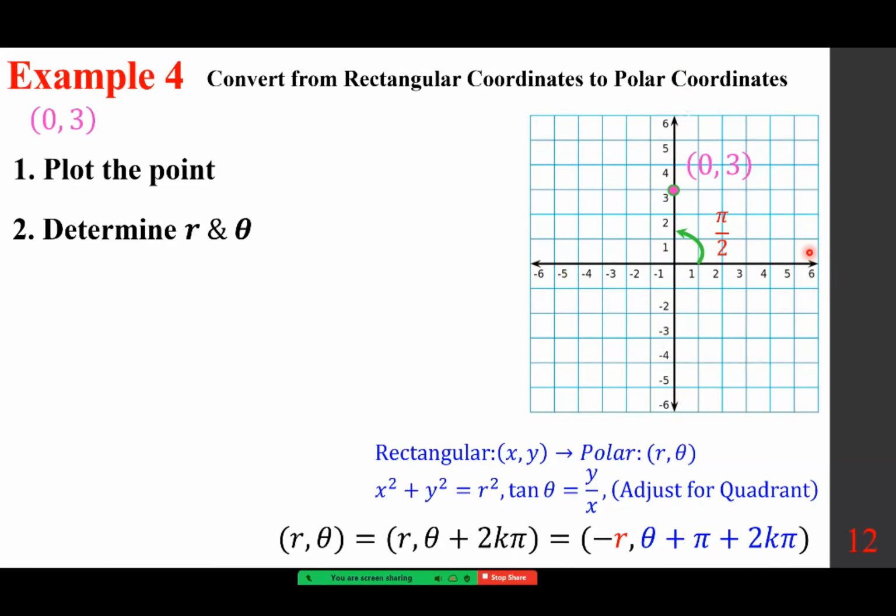And what is r? Distance from the pole, 3. So r is 3, theta is pi over 2.